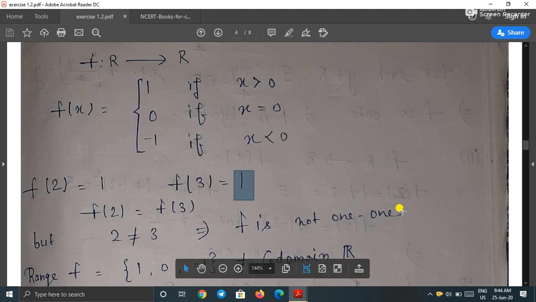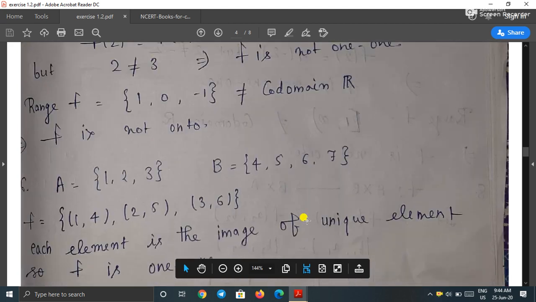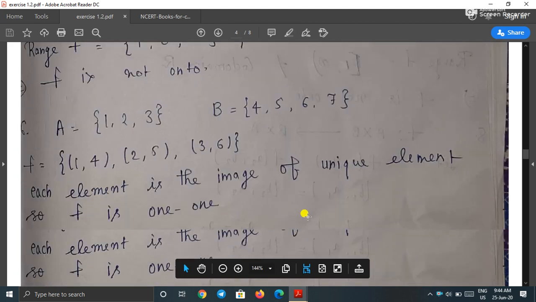For the function to be 1-1, different real numbers must have different images. So f is not 1-1. Okay. Now let us see the next problem.